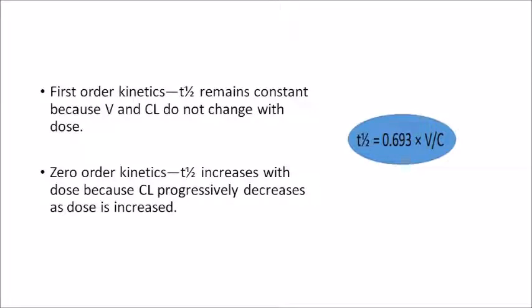Okay, from the formula point of view, T half is 0.693 into V by C, and here clearance is very slow, or C is getting a lower value, and therefore half-life is getting a higher value, or T half increases.